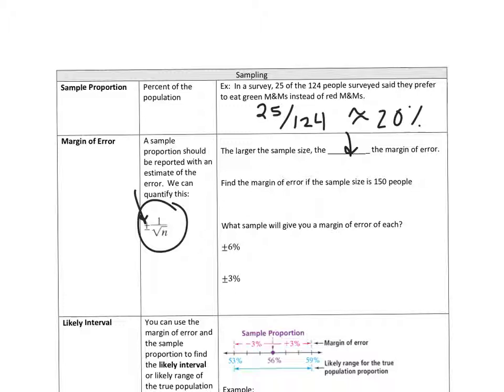So to find the margin of error of 150 people, we're going to use this formula. The margin of error is going to be plus or minus 1 over the square root of the sample size, which is 150. So if I calculate 1 divided by the square root of 150, I get 0.08. So that is approximately plus or minus 8%.